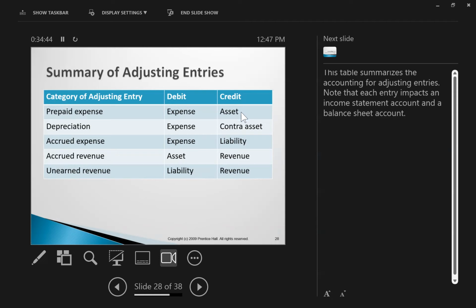The credit is going to be an asset. In this case, it was prepaid rent. Accumulated depreciation is a contra asset account. It has the opposite characteristics of an asset. Because it's being subtracted, it's going to offset that asset. Accrued expense is going to be a liability. Accrued revenues and unearned revenue are going to be revenue accounts.